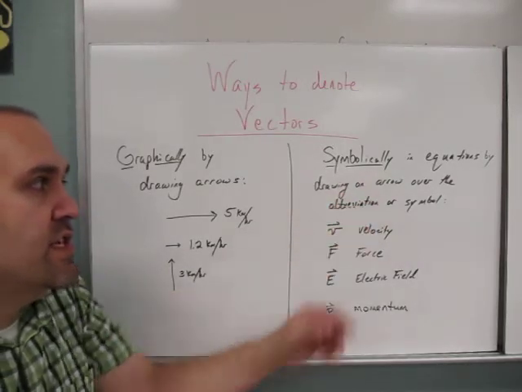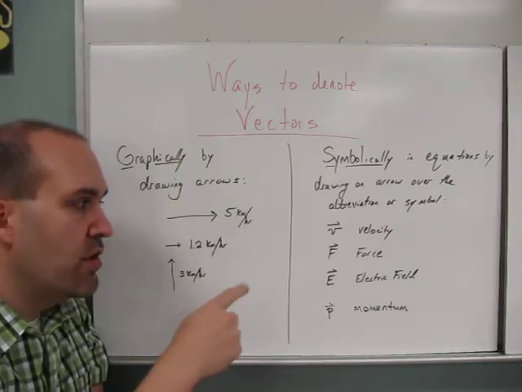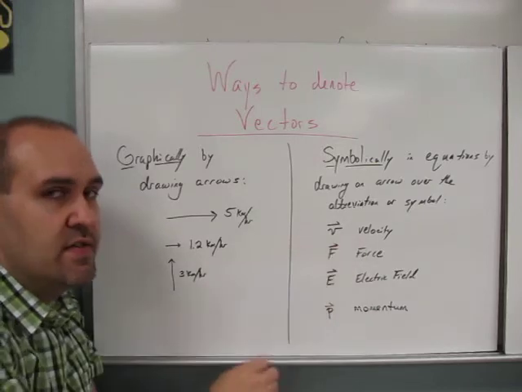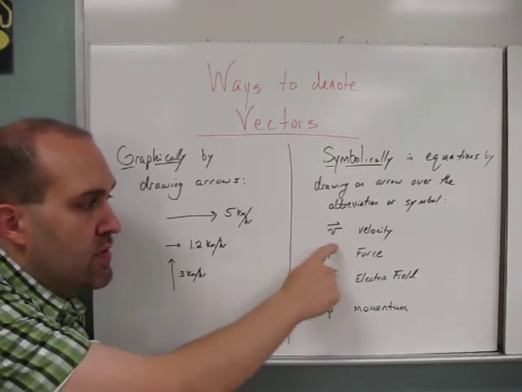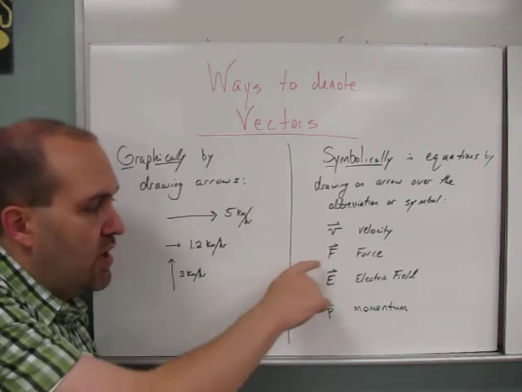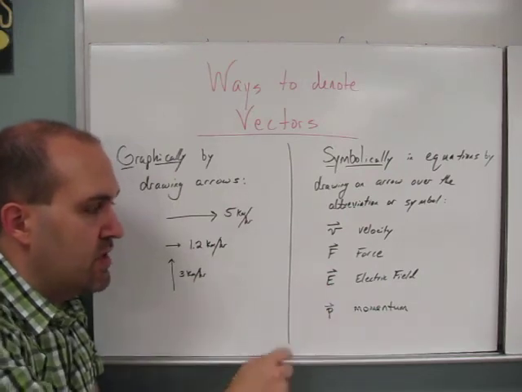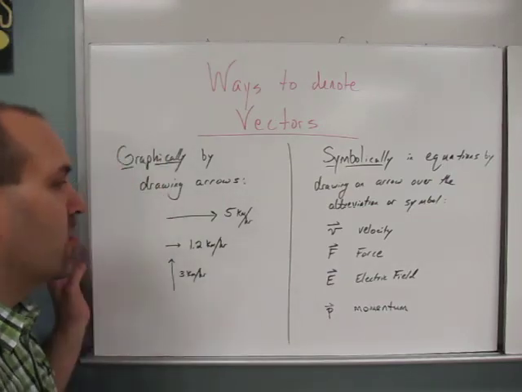When we write vectors in equations, we need to denote that that quantity is a vector. So we use the symbol for that quantity in the equation, like v for velocity, and we put a little arrow above it. Or F for force, we put an arrow above it. It's really kind of a half arrow, isn't it? You just draw kind of one end of the arrow there, one end of the tip, I should say. So E for electric field and an arrow above it, and p for momentum and an arrow above that.